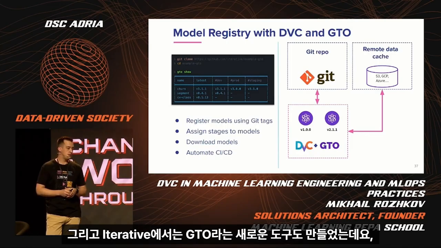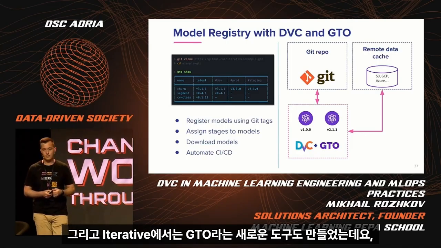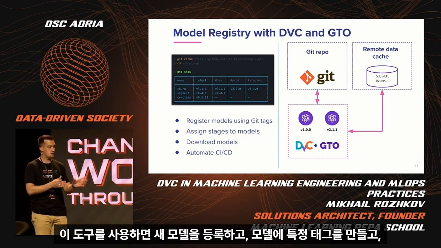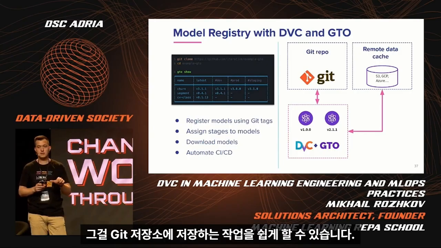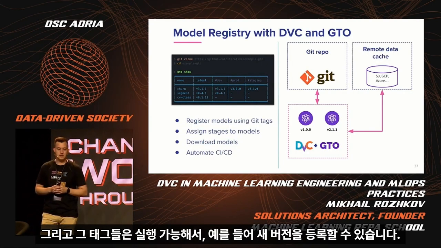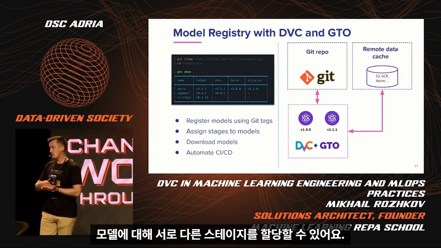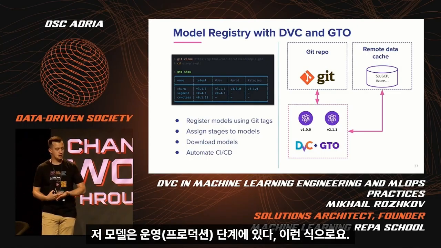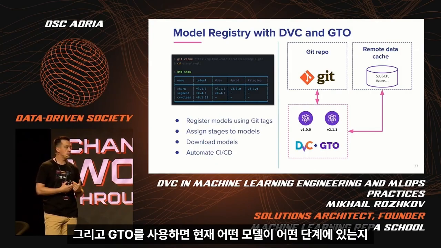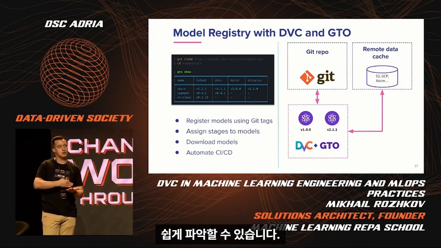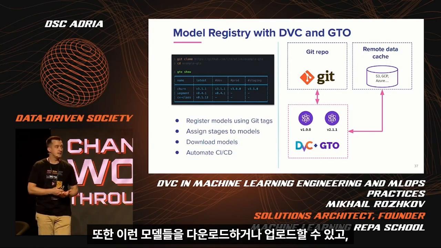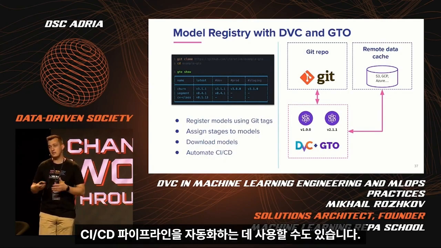But Iterative also designed a new tool named GTO, or Git Tag Operations, that simplifies this work, and it helps you to register new models, create specific tags for your models, and save them in your Git repository. And those tags are actionable, so you can, for example, register new versions. You can assign different stages for your model. For example, this model is for the development stage, that one for production, etc. Using GTO, you can easily understand which models are at which stages at this moment. And you can download and upload those models, and use this technique to automate your CI/CD pipelines.